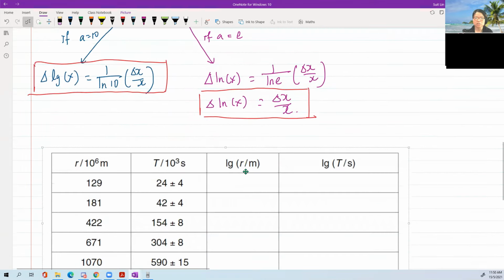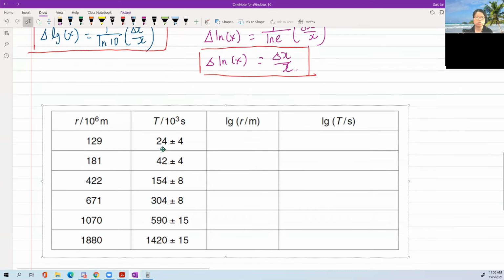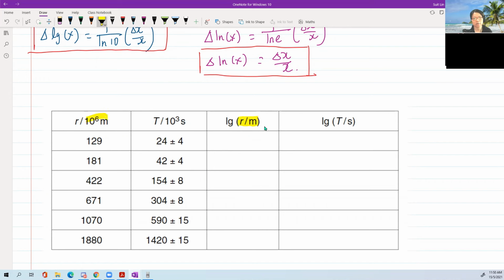Okay, this is log base 10, right? So what you're going to do is press log, but you want to check out the exponents. You see this part here? The exponents are not inside. Meaning when you log, this one should be log of 129 times 10 to the power of 6 meter, because now this one is in meter.